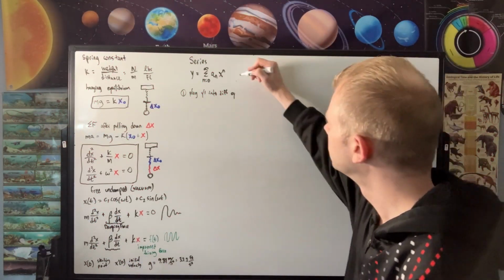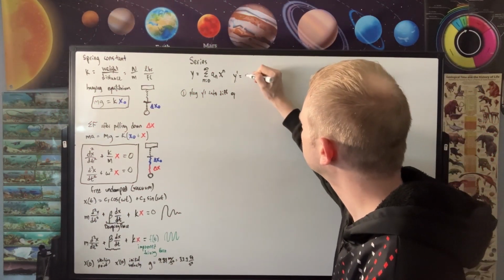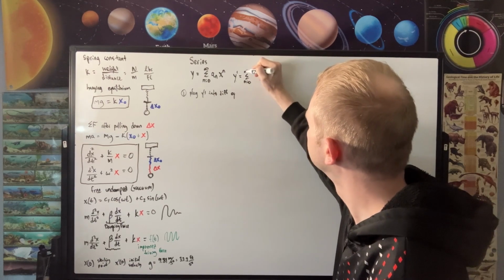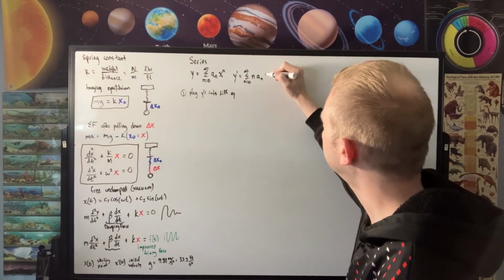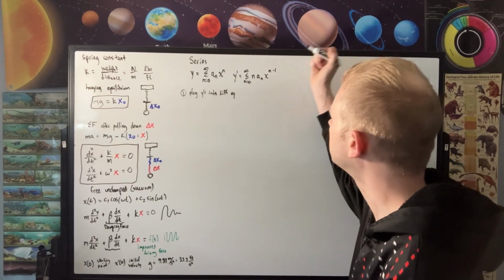For y prime, we're going to start with that sum, n equals 0. Then we're going to take n and multiply it at the beginning there, and we have a sub n, and then we're going to have x to the n minus 1.